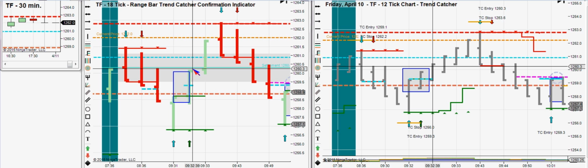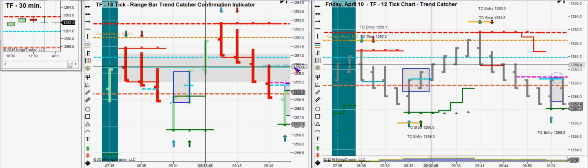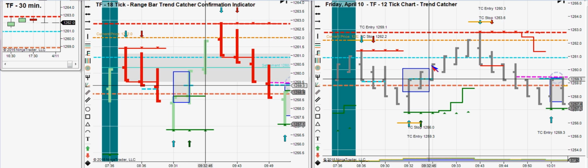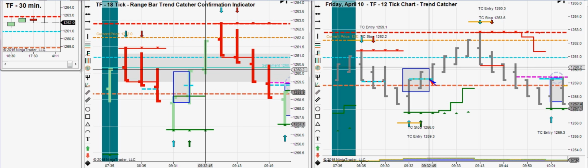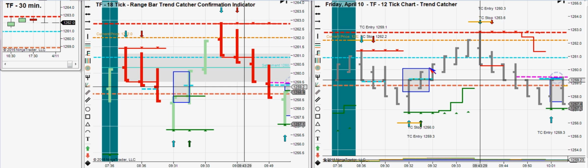I want to be within my buffer zone. We're going to talk about the buffer zone of five ticks or less. So I want the top plus one tick to be within five ticks or less of this time line. I can't take that as an entry.